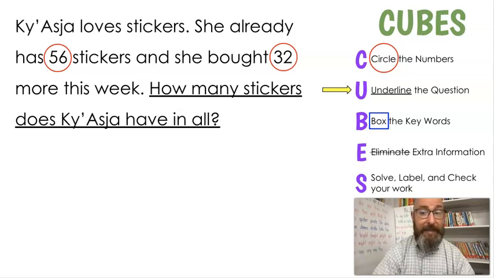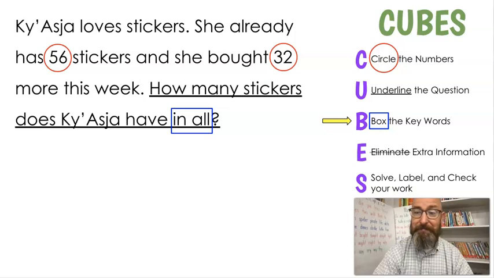And B is? Box the keywords. Do you see any keywords in this question? In all is correct. Next, we're going to go to E. E stands for? Eliminate extra information. Is there any information in this word problem that doesn't help us solve it? There is. It's Kyasia loves stickers. That doesn't help us solve the question.